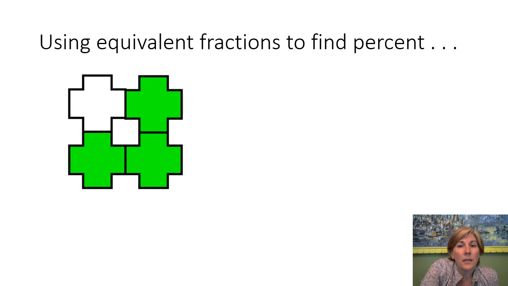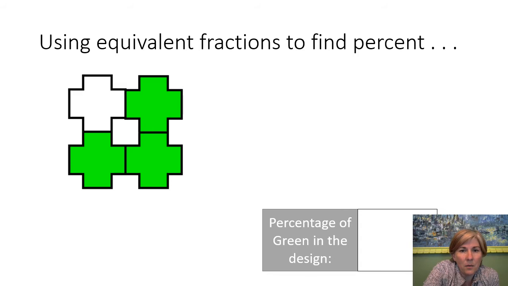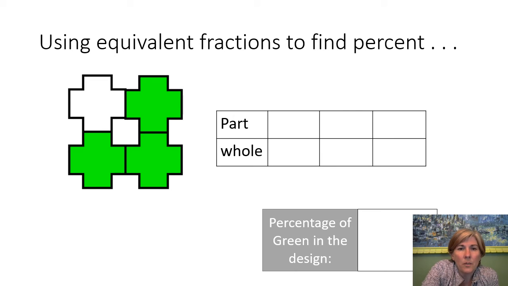All right, let's look at another example. So in this case, we have a design, and once again, we're being asked for the percentage of the whole design that is shaded green. So once again, we're looking at part versus whole. So here we're going to say 3 out of the 4 are shaded green.